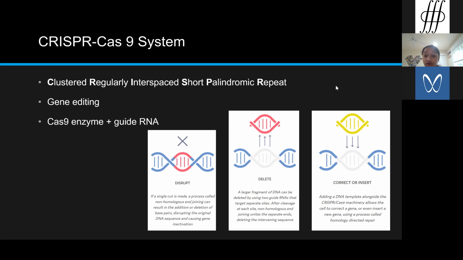For deletion, a larger fragment of DNA can be deleted by using two guide RNAs that target separate sites. After cleavage at each site, the non-homologous ends can join, uniting the separate ends and deleting the intervening or unwanted sequence. And for correction or insertion, a DNA template can be added alongside the CRISPR-Cas9 machinery, and that'll allow the cell to correct the gene or even insert a new gene using a process called homology-directed repair.